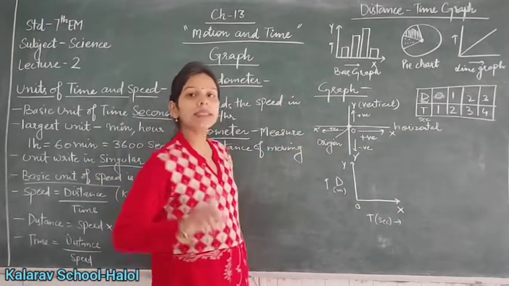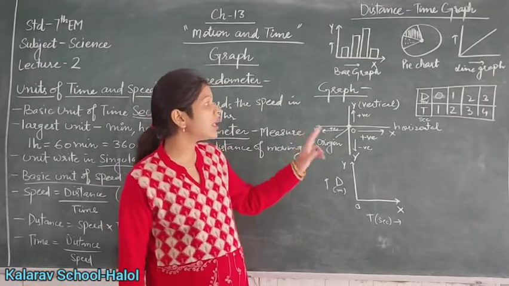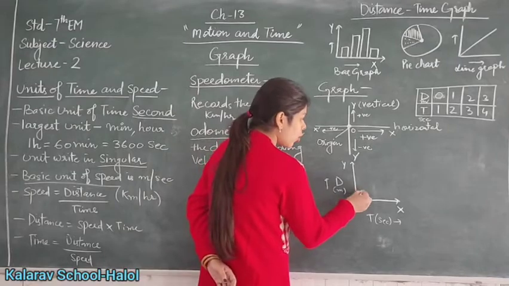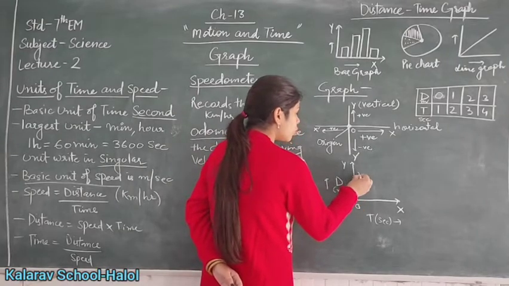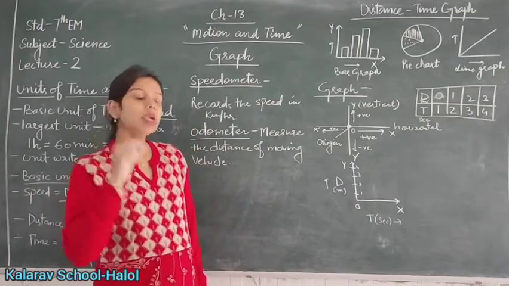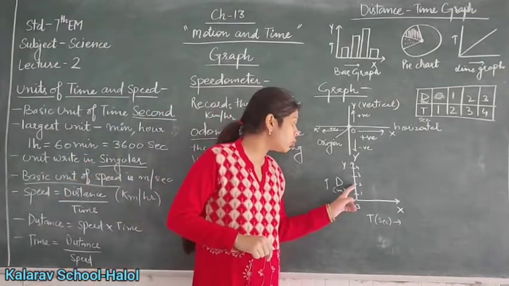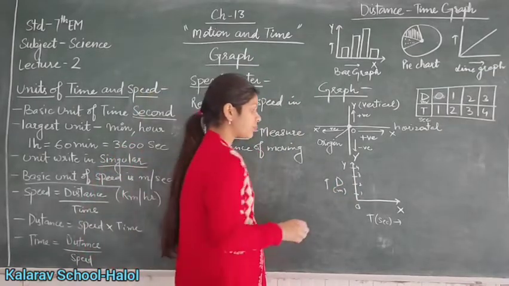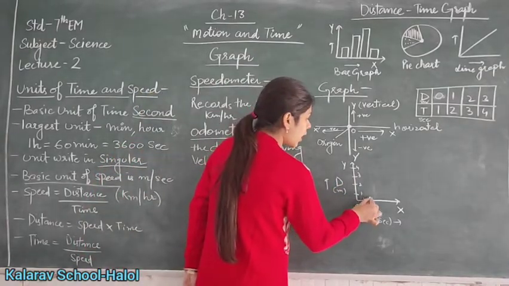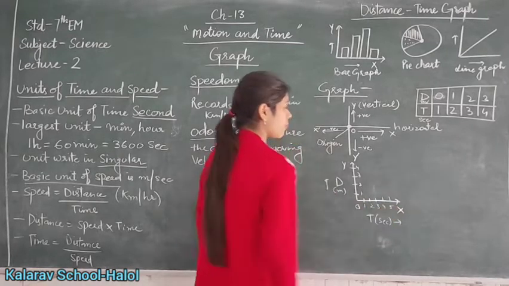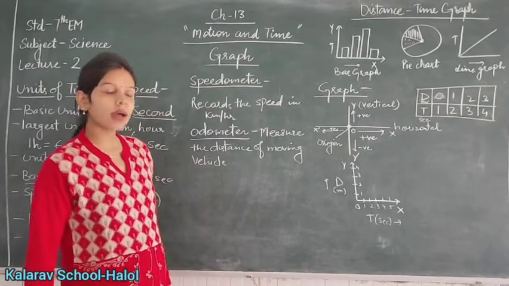Firstly, decide the scale. We take 0, 1, 2, 3, 4 at the same interval. The distance between 1 and 2, 2 and 3, and 3 and 4 must be the same. Similarly, take 1, 2, 3, 4, 5 on the other axis. So how do we draw the graph?